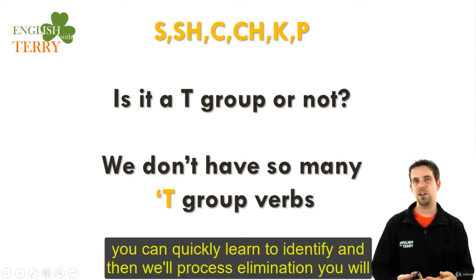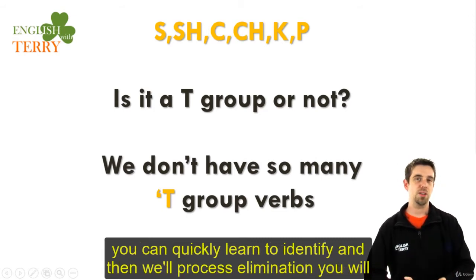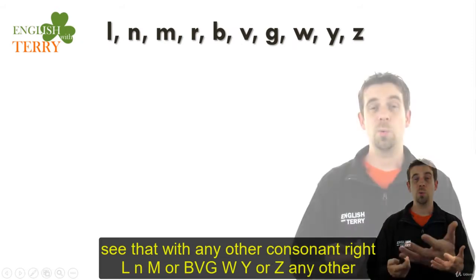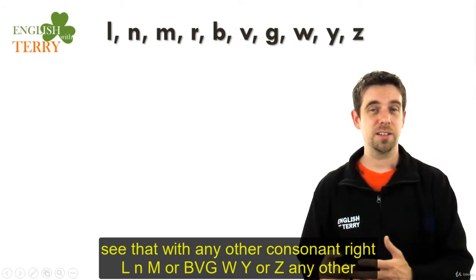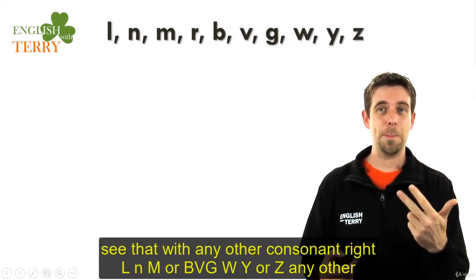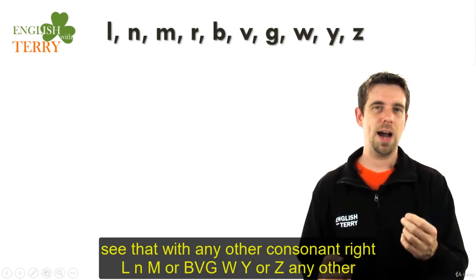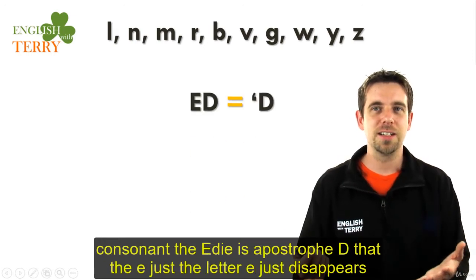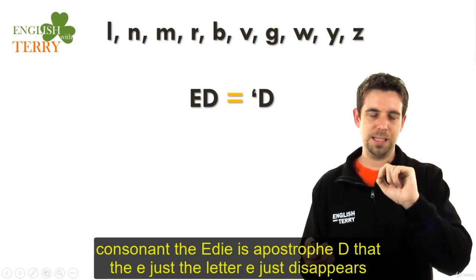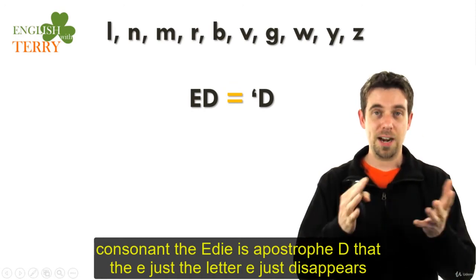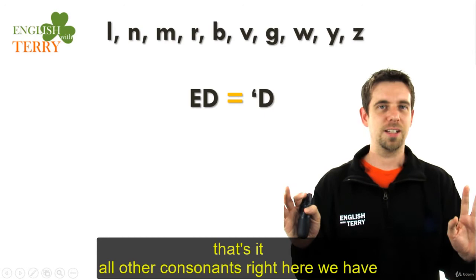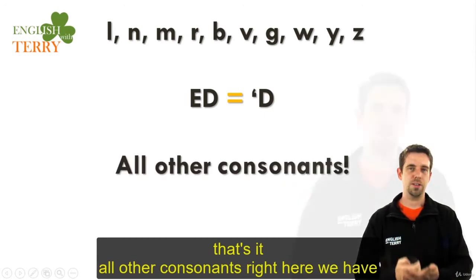You can quickly learn to identify them, and then with the process of elimination, you will see that with any other consonant, right? L, N, M, or B, V, G, W, Y, or Z, any other consonant, the ED is apostrophe D. The letter E just disappears. That's it. All other consonants.